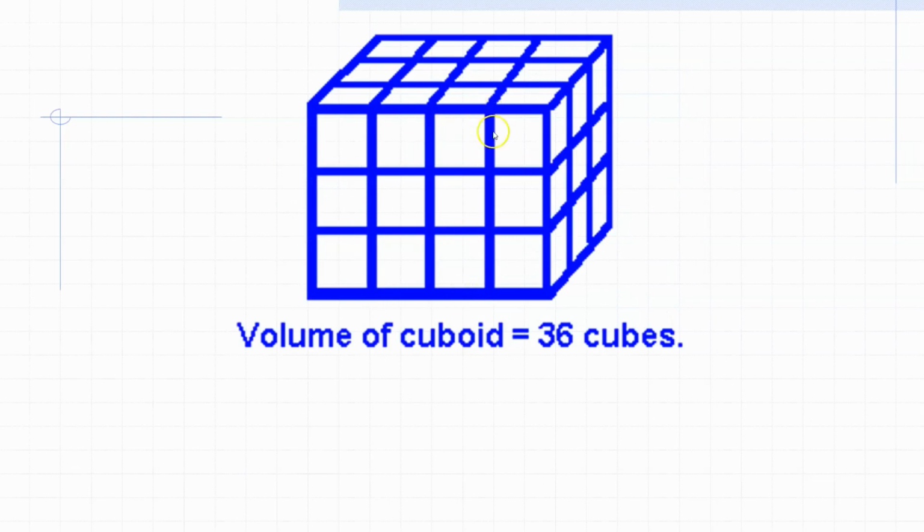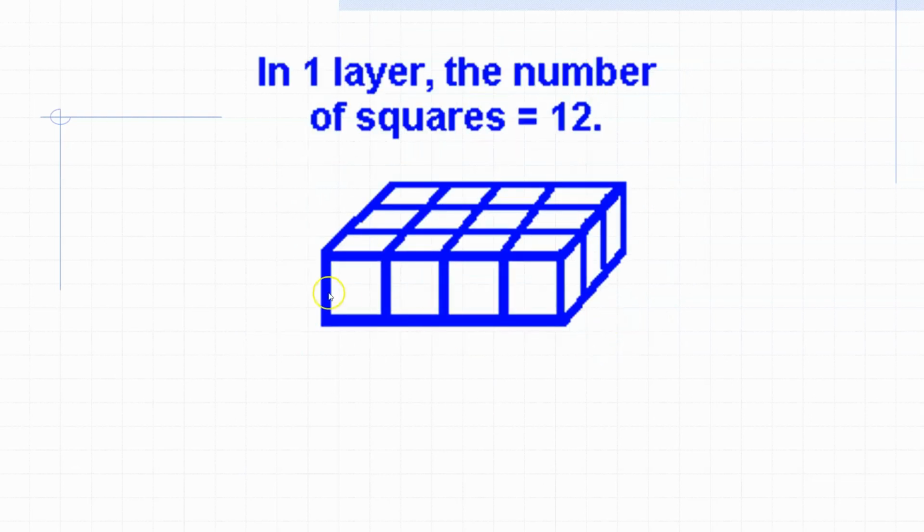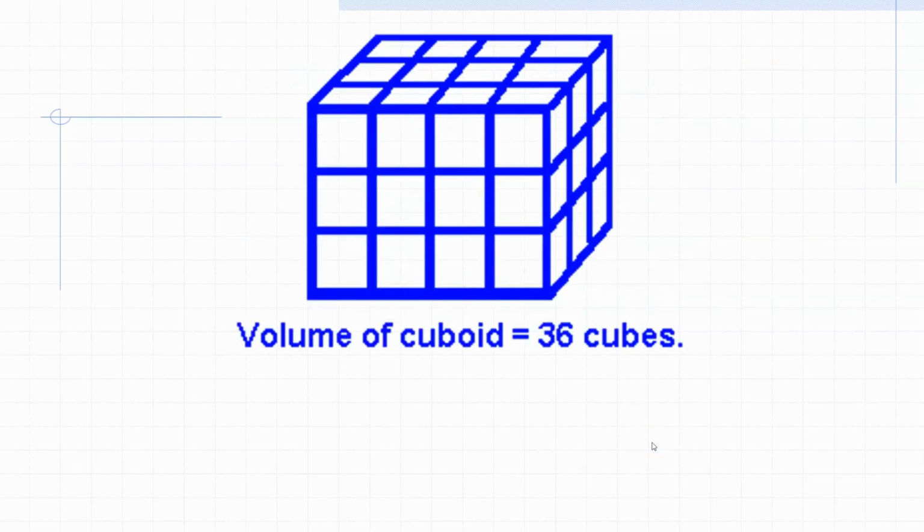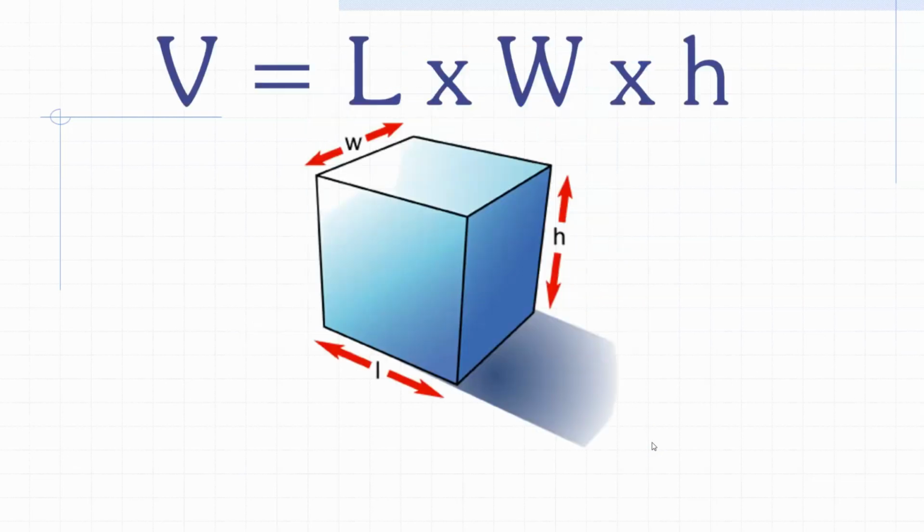So the total volume is 36 cubes because we have one layer of 12 and 3 total layers of 12. So that's 3 times 12, giving you 36. A classic from your youth is the formula for volume being length times width times height. It doesn't matter which you consider to be height, length, or width, but volume is length times width times height. It's 3 dimensions. Hence, volume, the number of cubes that fit in something.